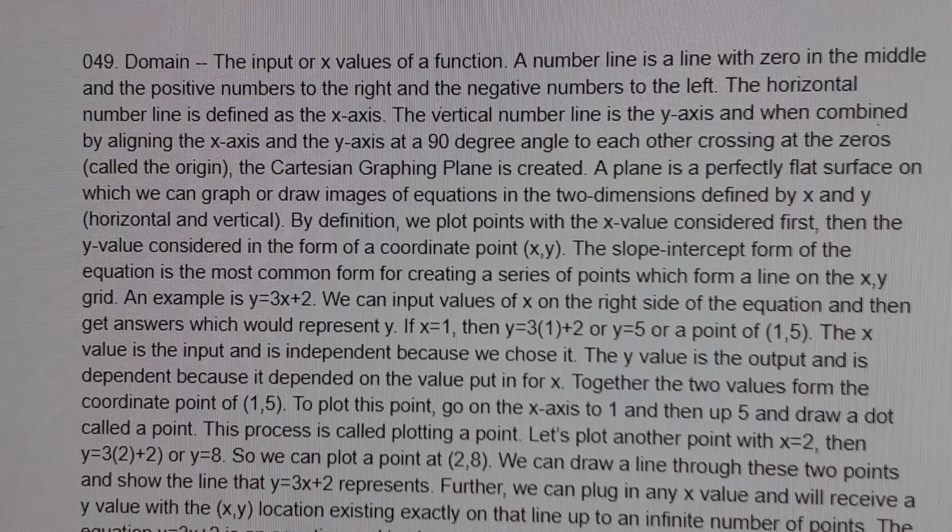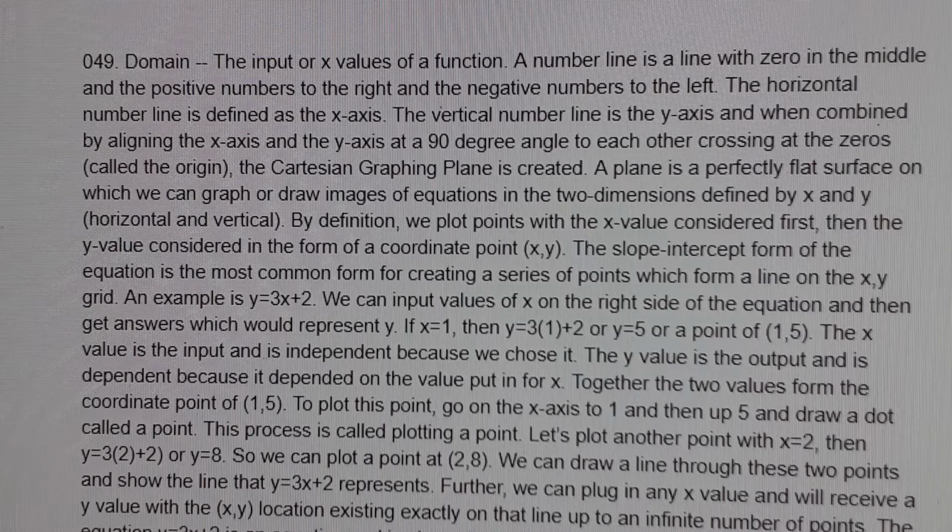The slope-intercept form of the equation is the most common form for creating a series of points which form a line on the xy grid. An example is y equals 3x plus 2.